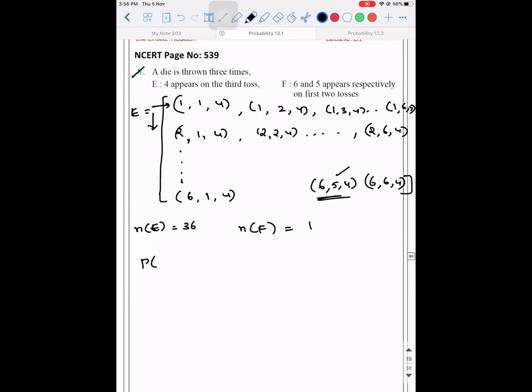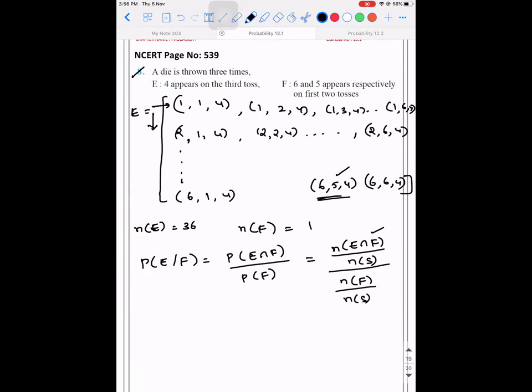So what are they asking? Probability of E given F. So probability of E given F is probability of E intersection F divided by probability of F. What is the probability of E intersection F? It is the number of elements in E intersection F divided by the number of elements in the sample space. Probability of F is the number of elements in F divided by the number of elements in the sample space. So what is the number of elements in E intersection F? Did I miss something?